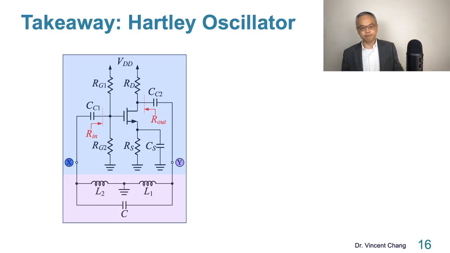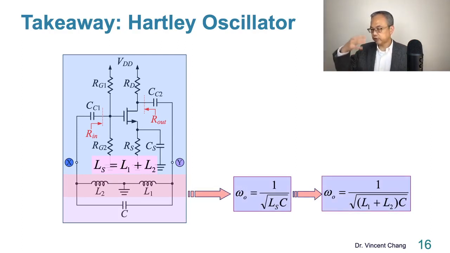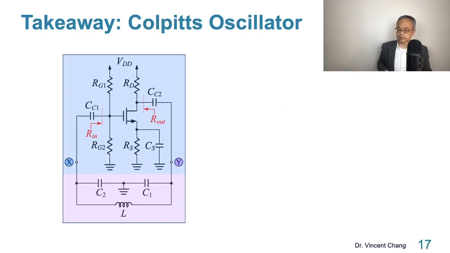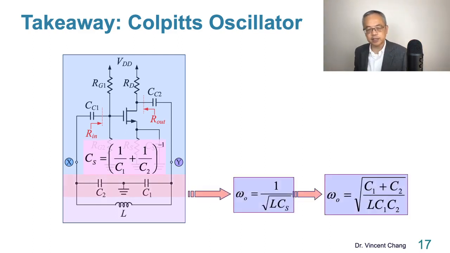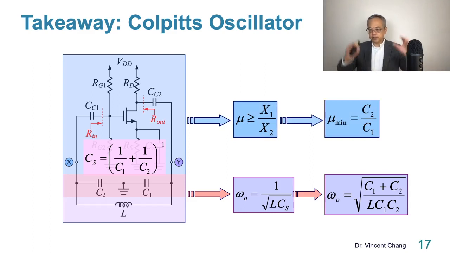So here's the summary. The takeaway for the Hartley oscillator is this. It's very interesting to see the frequency of oscillation is the resonant frequency. They are equivalent to each other. And there is the minimum gain to start the oscillation. And same thing with the Colpitts oscillator. It's also interesting to see this again. The frequency of oscillation is equivalent to the resonant frequency.